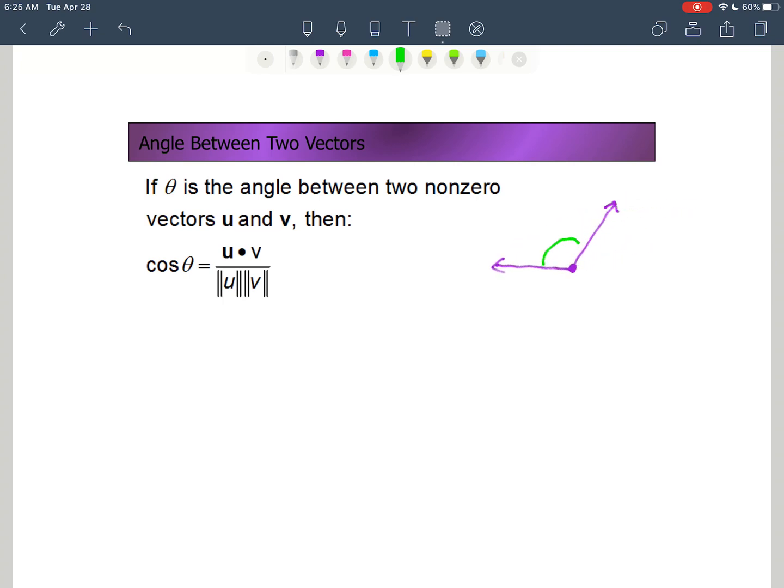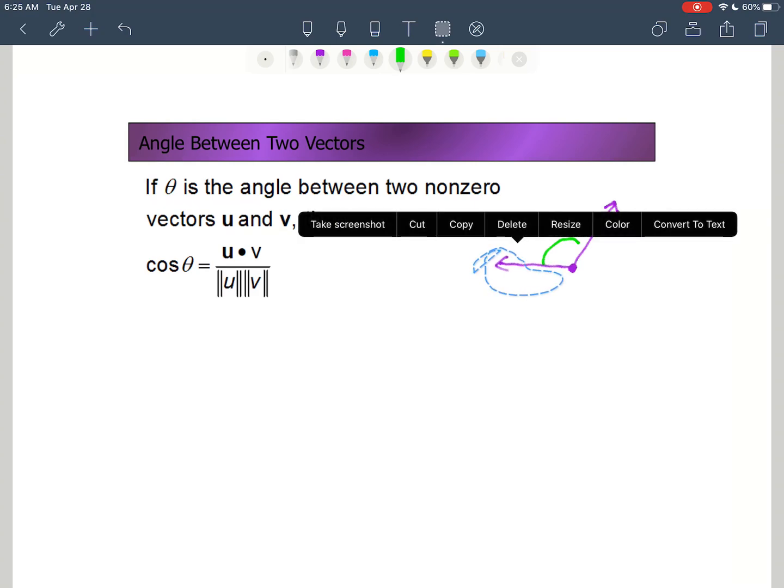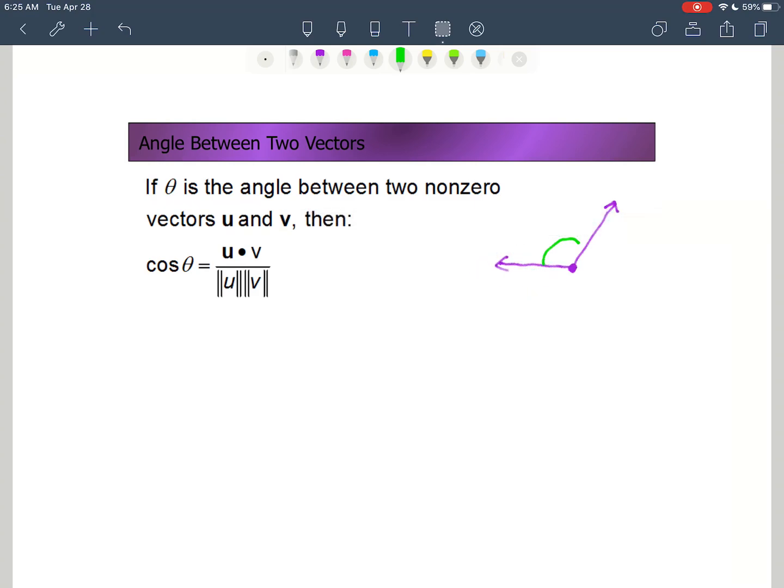For them to have the same initial points, just so that we can visualize that angle that's between the two vectors. If we want to find this angle theta, we can use this formula right here. The cosine of theta is equal to u dot v divided by the product of the magnitudes of the two vectors.